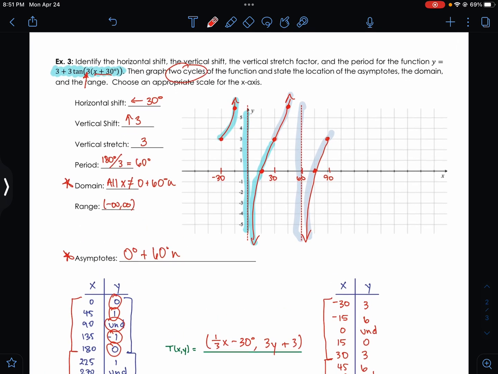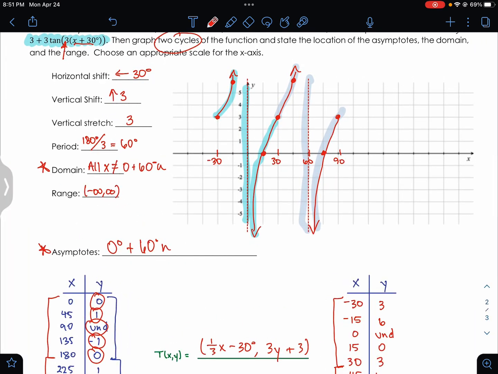So again, there's nothing new today really. We are just tying in all the transformations into single equations or single functions so that all the functions are having all of the types of transformations occur to them.